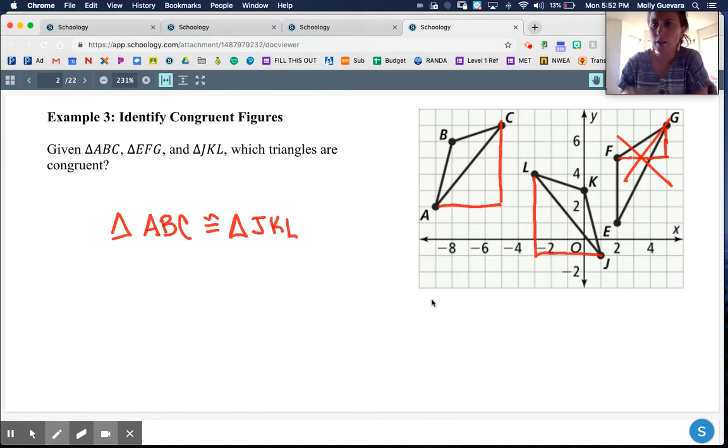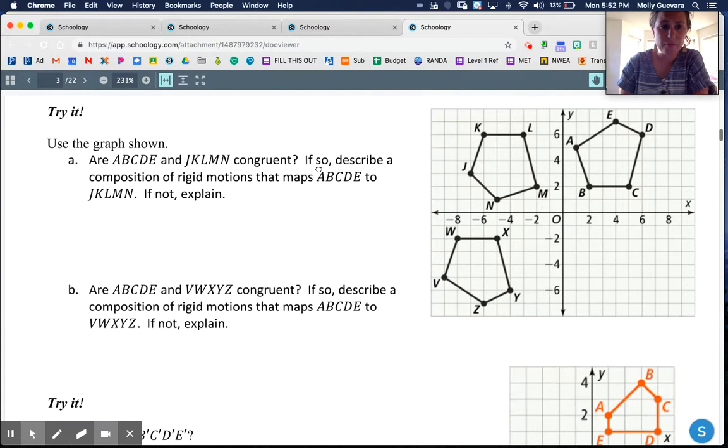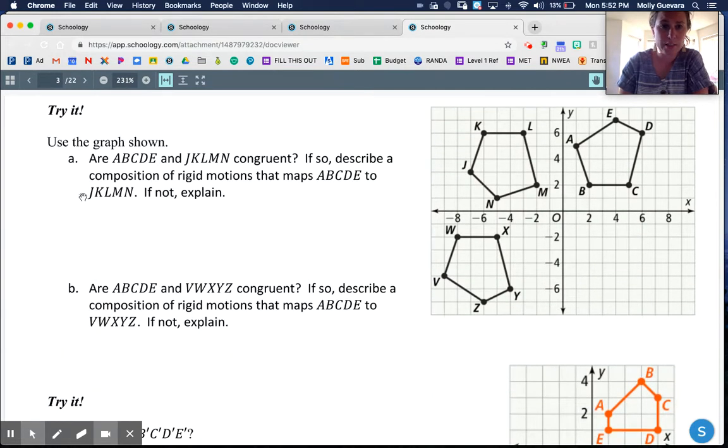Okay, so just finding those shapes that are the same. So we're going to try some of these. I want you to try this one. It's asking you here: is A, B, C, D, E congruent to J, K, L, M, N, this guy right here?